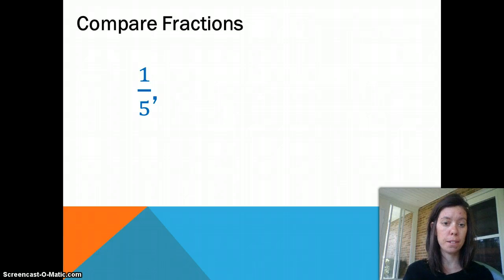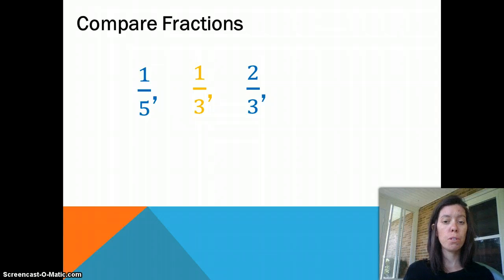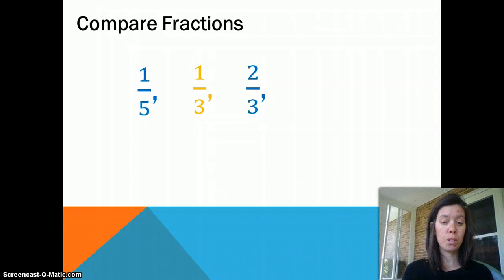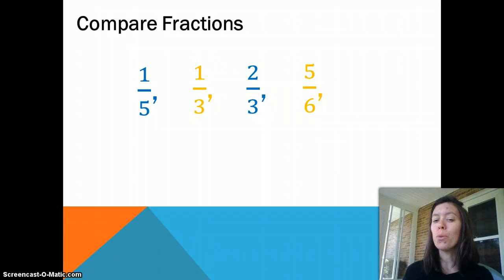One-fifth is the smallest. We already said that's about 0.2. Then 1/3, that's about 0.33. So if you remember ordering the decimals, we know 0.33 is greater than 0.2, so these have to go in this order. Next is 2/3. 2/3 is going to be bigger than 1/3. It's going to be twice as big. You had a third, you added another third to get 2/3. 5/6 is very close to 1.